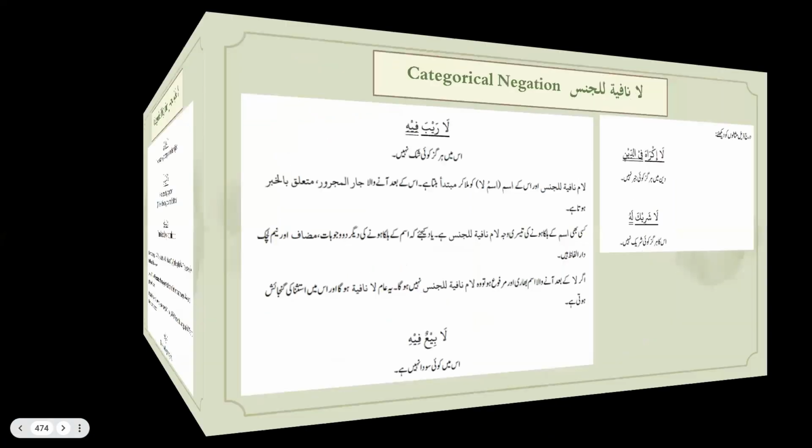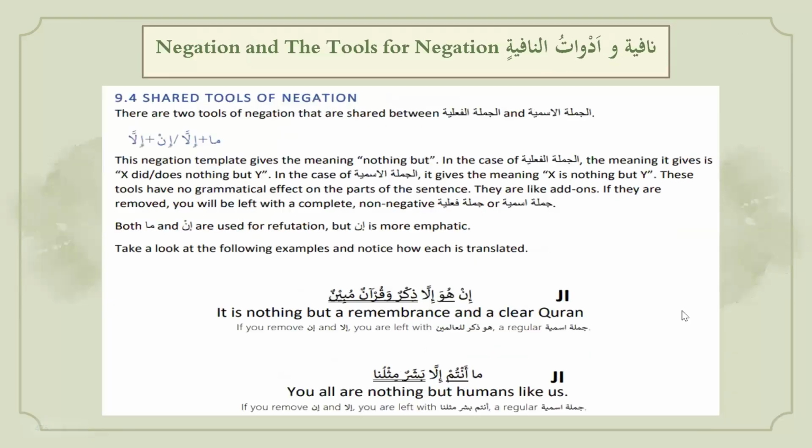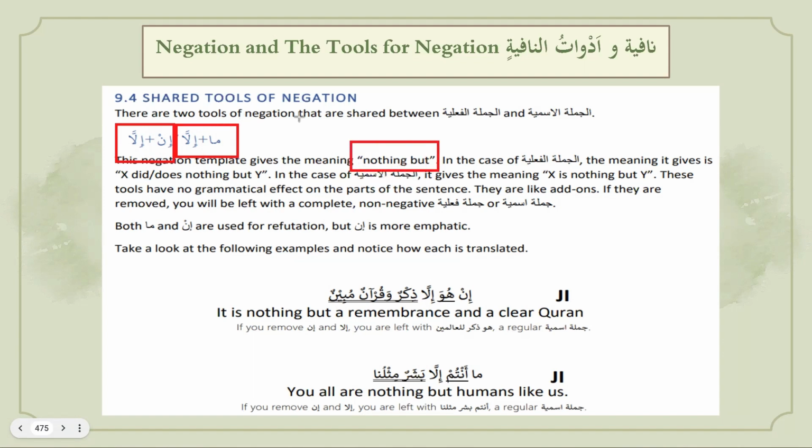So these were the examples, and then we have shared tools for negation, 2 combinations. That's a second topic for today. Ma plus illa and in plus illa. Ma with illa. Ma, then comes some other words, and then illa comes in the sentence. The same way, there's in, and then some other words come, and then illa comes in the sentence. Okay. So this negation template gives the meaning nothing but, and these are shared tools.